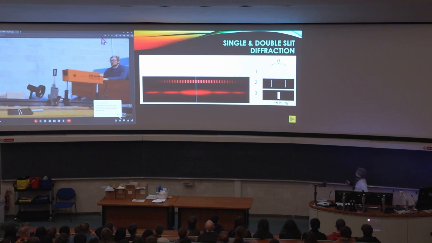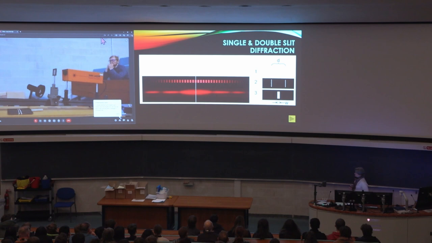If we look at a single slit, the separation of the two double slits is D. If we look at our single slit of width W, this is the pattern that we see. For this single slit, the first destructive bit is here. And this is the double slit, where the destructive bits are these smaller dark spots here.